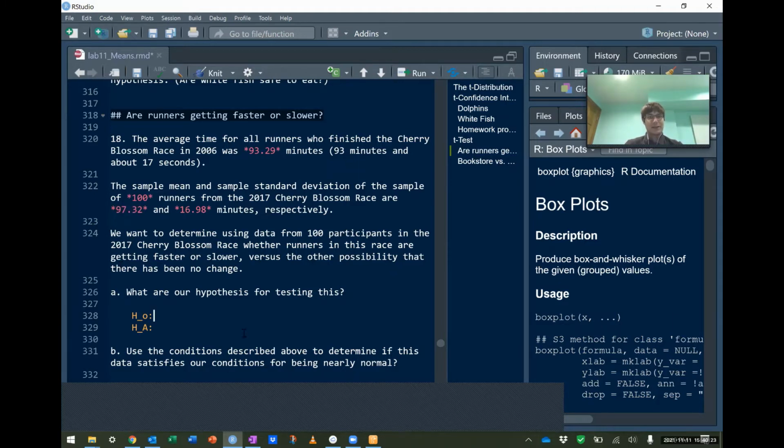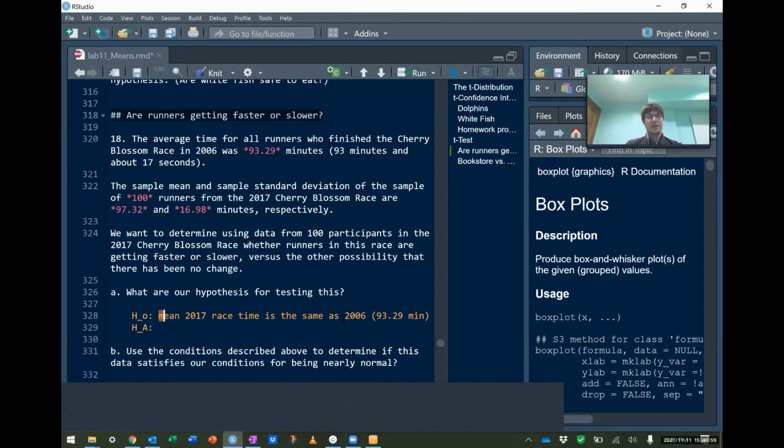So how do we test this in this case? If we're looking at 2017 being our data, the null hypothesis is that the mean 2017 race time is the same as 2006. It's not changing, which is 93.29 minutes. That's our null value.